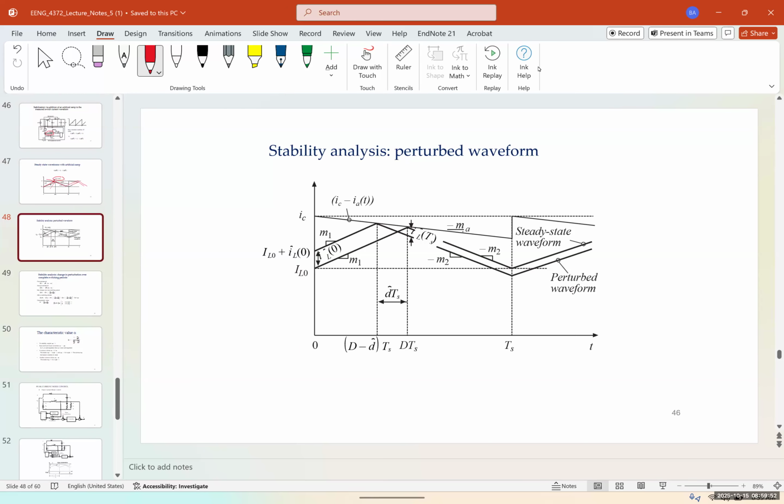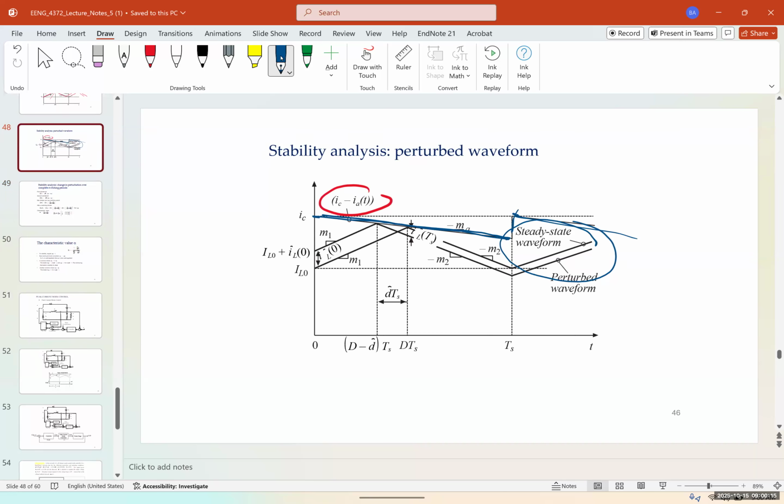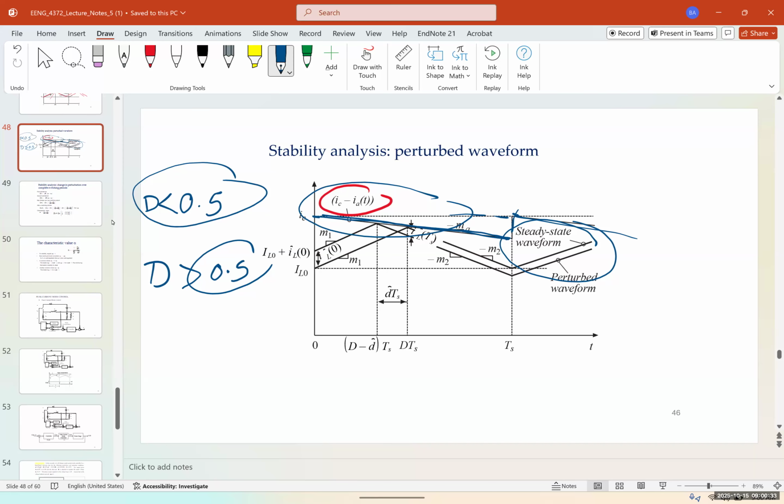And we can see it for the stability analysis using the artificial ramp. Again, here we have the artificial ramp for the transistor. By using that, we would compensate and make the system closer to the steady state. So the only point that you need to get from this is, if D is less than 0.5, then everything is okay. If D is greater than 0.5, then you need to have the artificial ramp to make the system stable and work in a steady state.